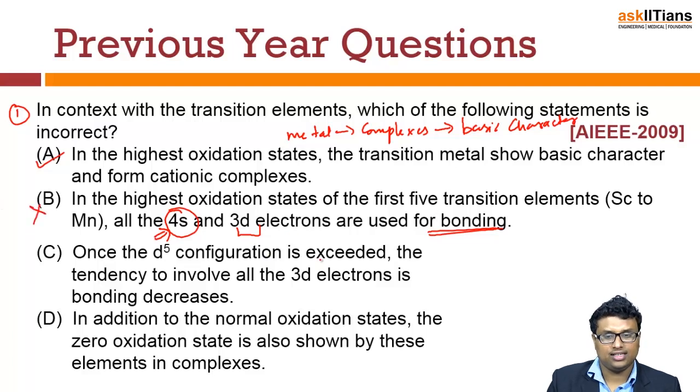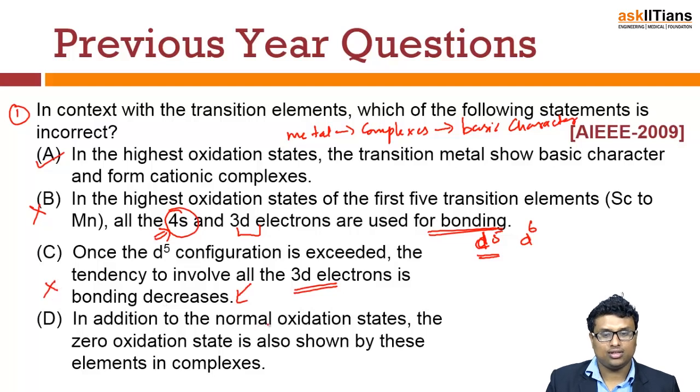Once the d5 configuration is exceeded, the tendency to involve all the 3d electrons in bonding decreases. So once you achieve d5 configuration, what happens? It becomes half stable configuration. So once d5 is exceeded, for example, you are getting d6. What happens to the tendency to involve all the 3d electrons? The tendency actually increases, right? Because now the leftover 3d electrons are used for bonding. So this is also wrong answer.